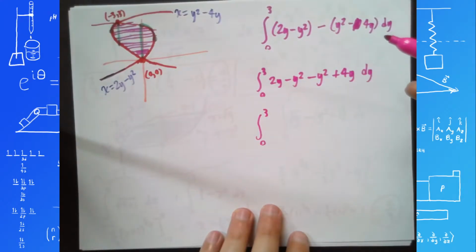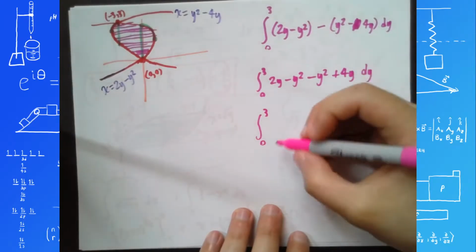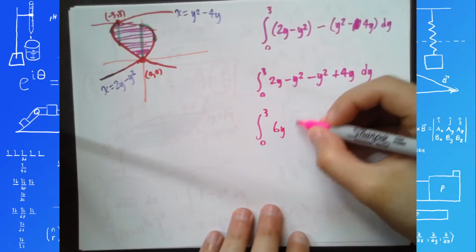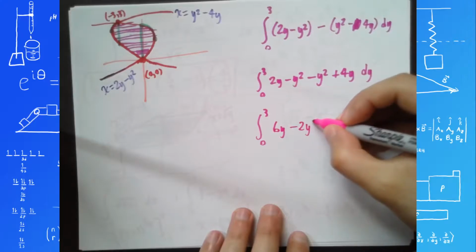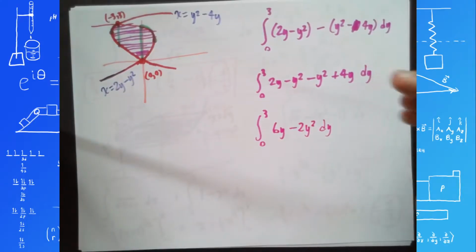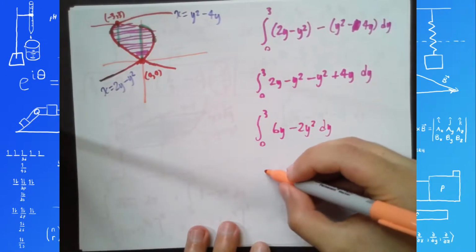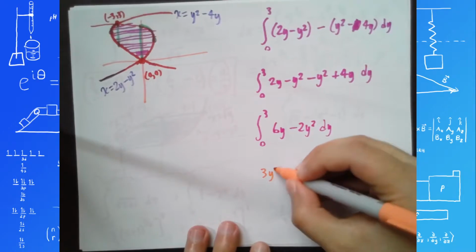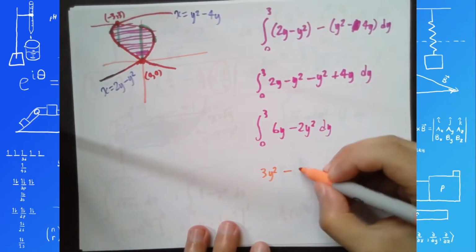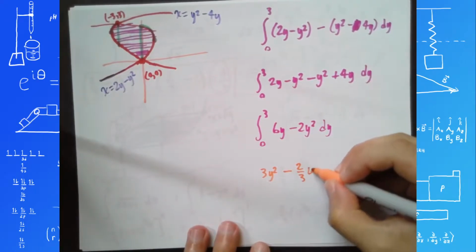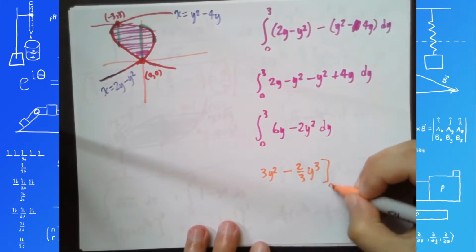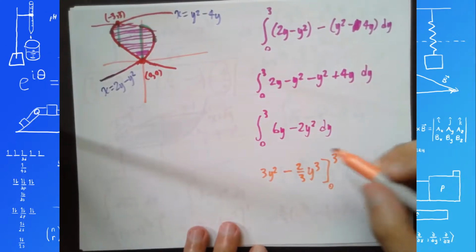0 to 3 of, let's see, 2y plus 4y is 6y. And then that's negative 2y squared dy. Pretty simple. It's just a polynomial. Nothing too fancy going on here. So 6y is going to become 6y squared over 2, 3y squared, minus, that's going to become 2/3 y cubed, evaluated from 0 to 3.